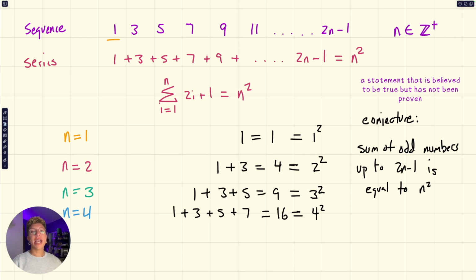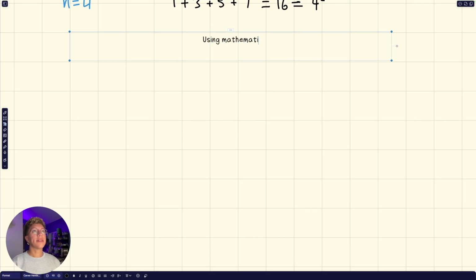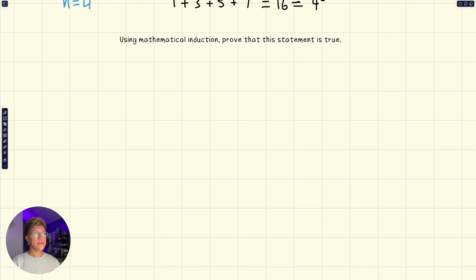So that brings us into our actual method of proof by induction, and we're going to take a look at these 3 major steps. So let's take our statement and we'll put it up as our thing to prove. So we're going to say, using mathematical induction, prove that this statement is true. Again, our statement is what we set up above. We want to show that the sum of odd numbers is equal to n squared.